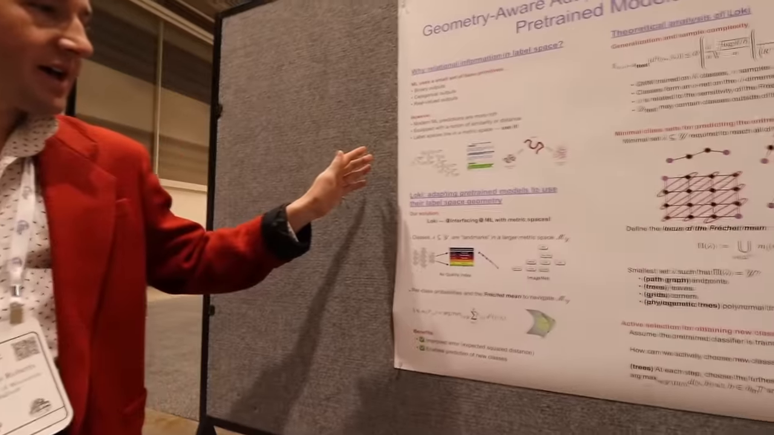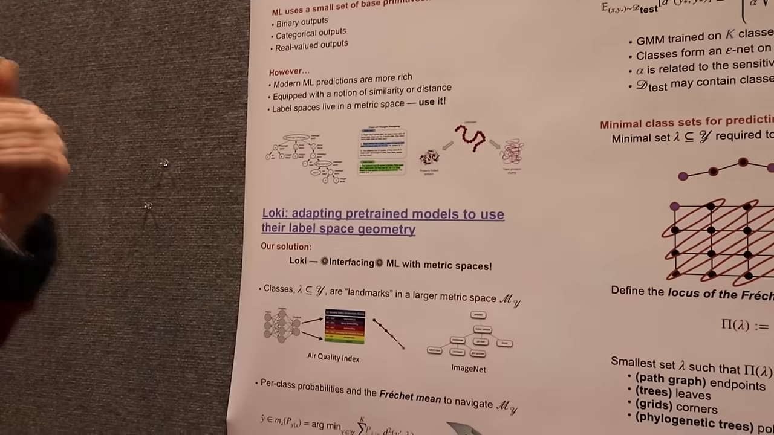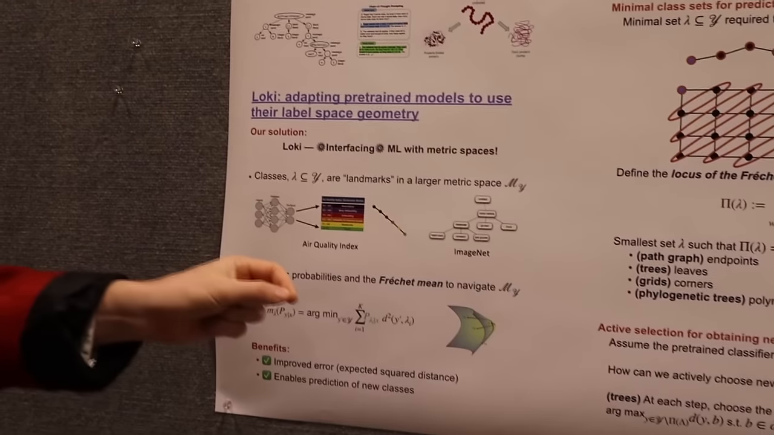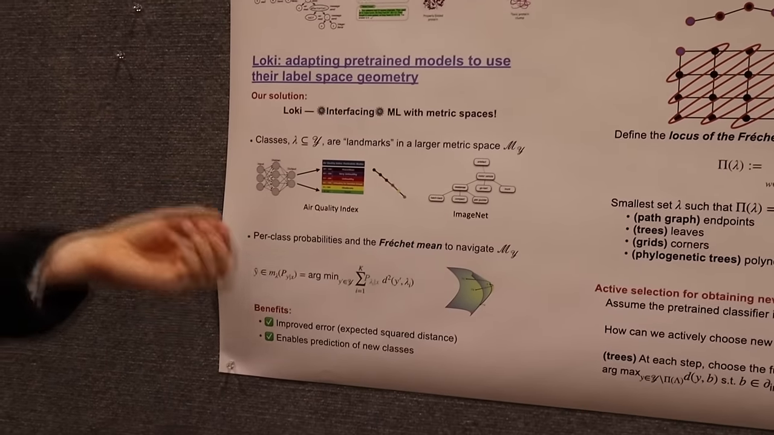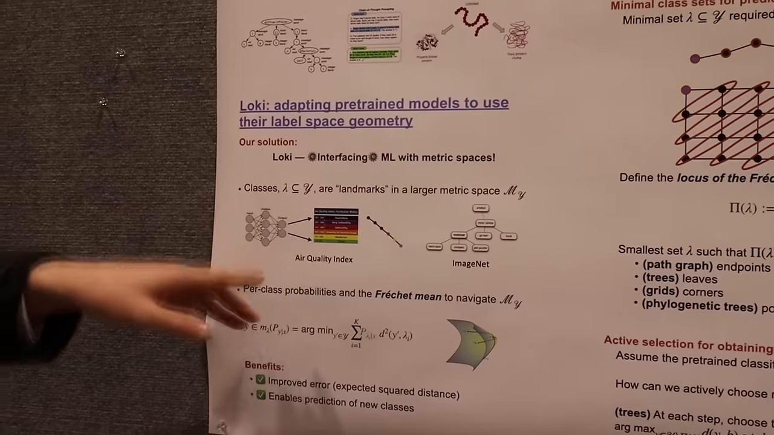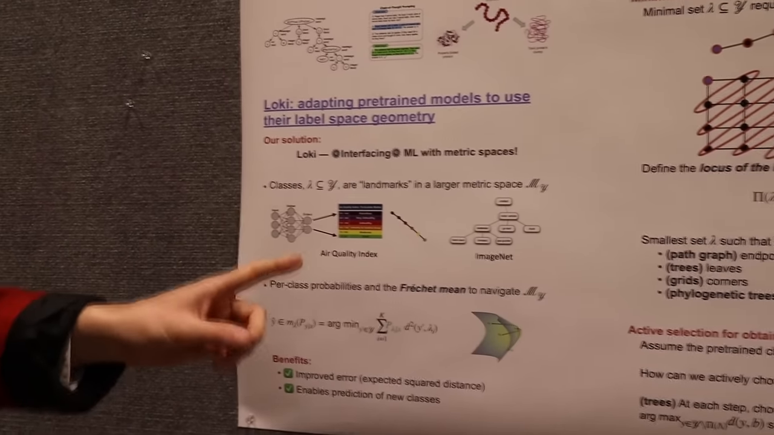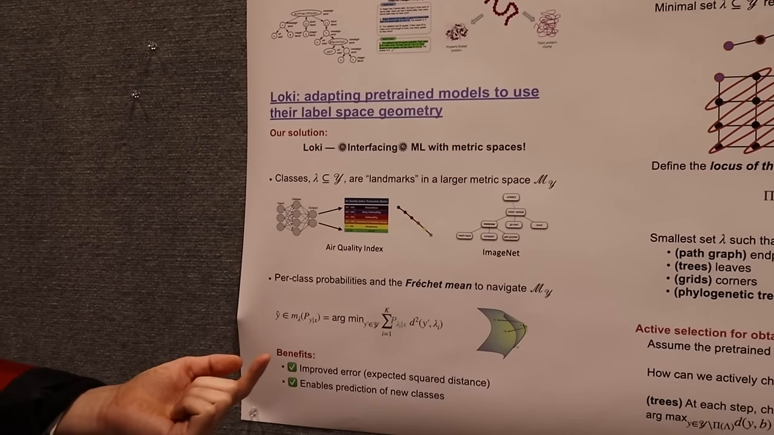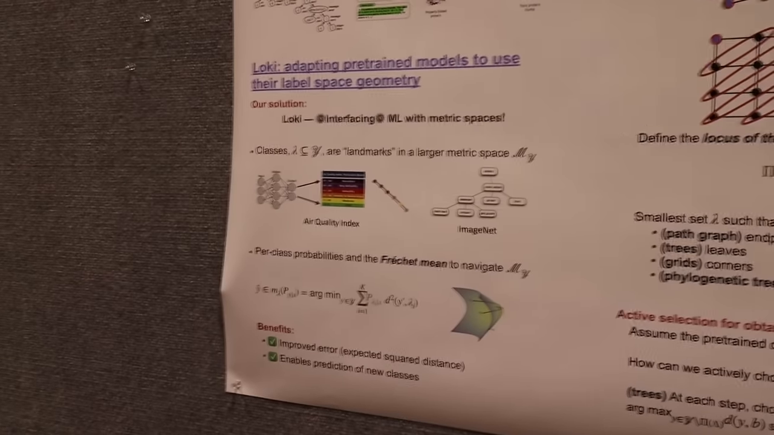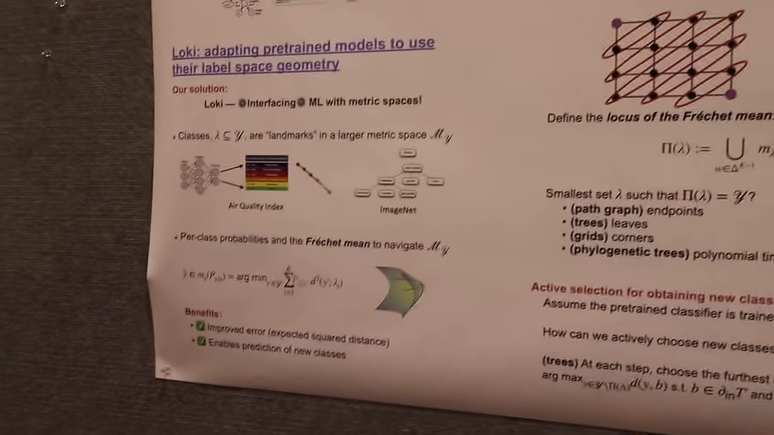What we do is we take pre-trained models and we replace just taking the argmax over the softmax outputs with a weighted average in the metric space, where the weights come from the magnitudes of the softmax. That allows us to navigate throughout the metric space and derive a prediction that uses the geometry of the metric space as well. The weights of the softmax intensities of the different classes. But then you have to modulate that somehow with the geometric information.